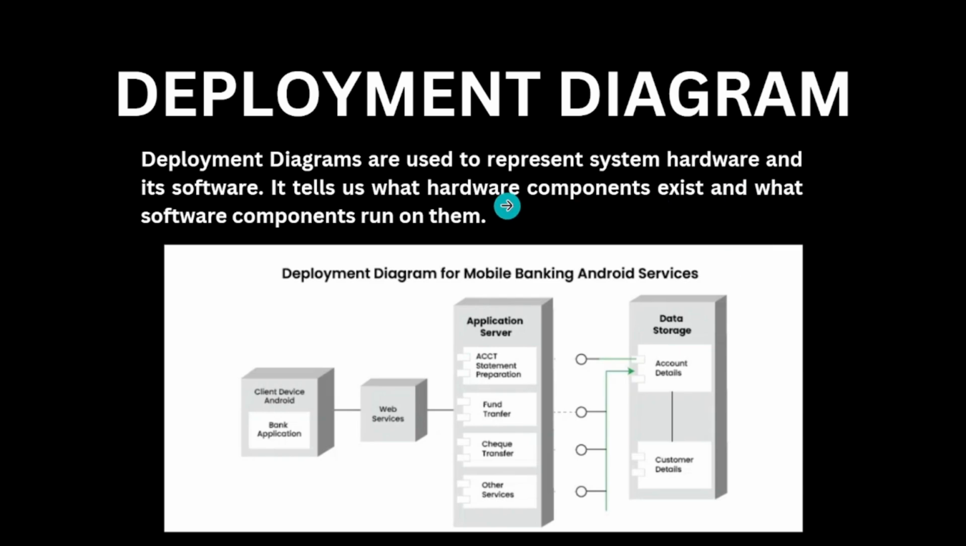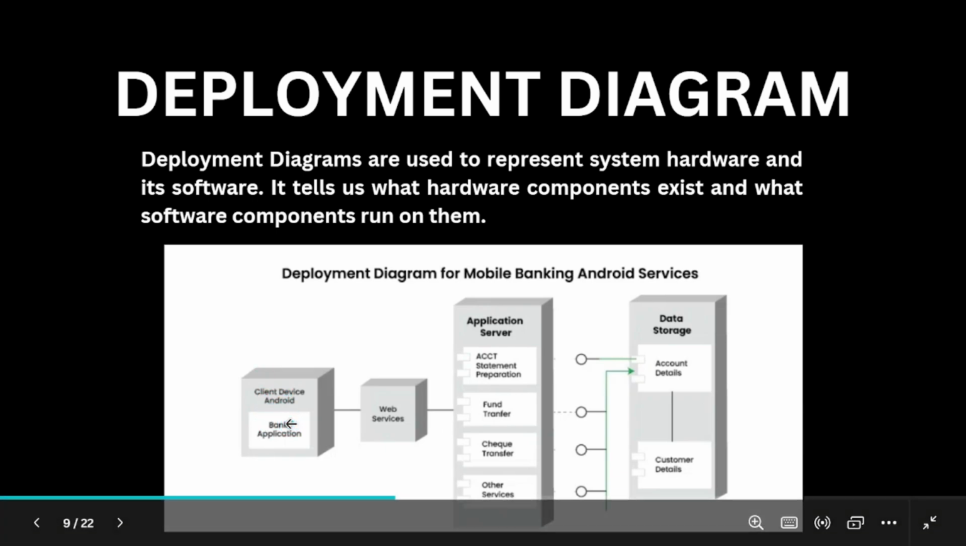Deployment diagram. Deployment diagrams are used to represent system hardware and its software. It tells us what hardware components exist and what software components run on them. Below we see a deployment diagram for mobile banking Android services. Nakikita natin tong client device Android. Dito pumapasok yung bank application, tulad ng fund transfer, account statement at iba pa.